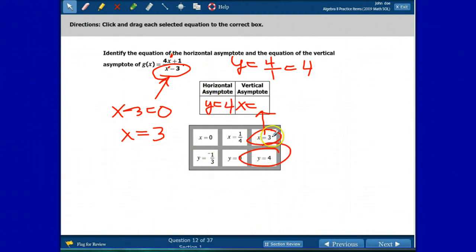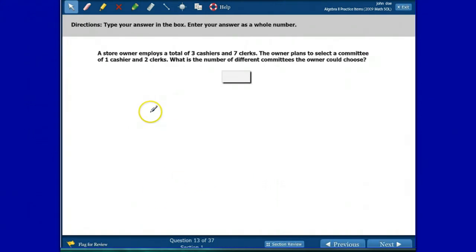And this is a click and drag. You would click and drag these into the boxes. But if you get those numbers wrong, you're already in trouble. So just be careful. Alright, this next problem, you're doing permutations and combinations.